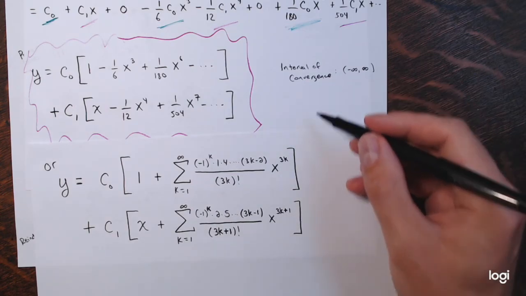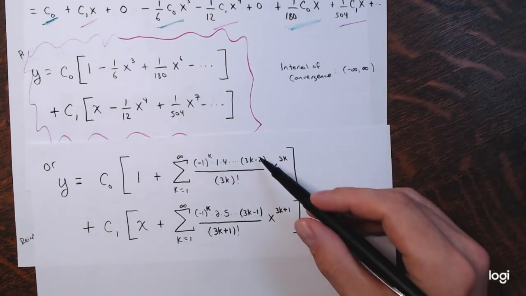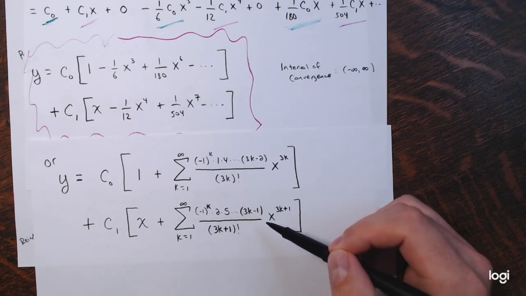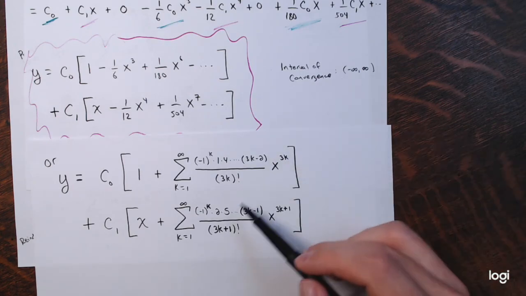And then the interval of convergence, again, you can use the ratio test on these, and I'm hoping you can very easily verify that the interval of convergence would be all real numbers.